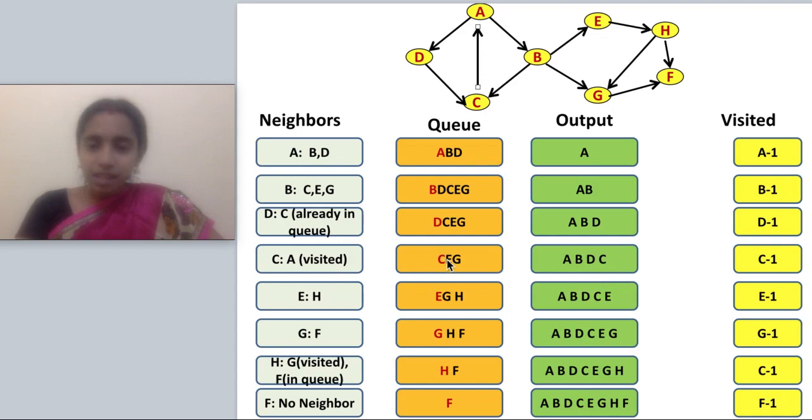Now the next element is E. Seeing the neighbors of E, it is H. H is not at all visited so far, so I am going to enqueue H here. Then I'm dequeuing E. Now I have to make E and H visited. I think H equal to 1 is missing, so we have to put H equal to 1 also.